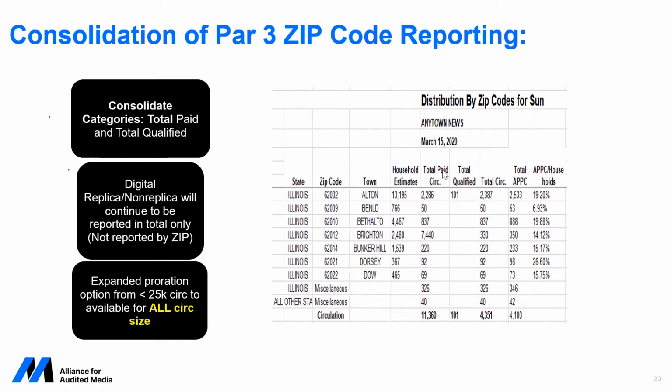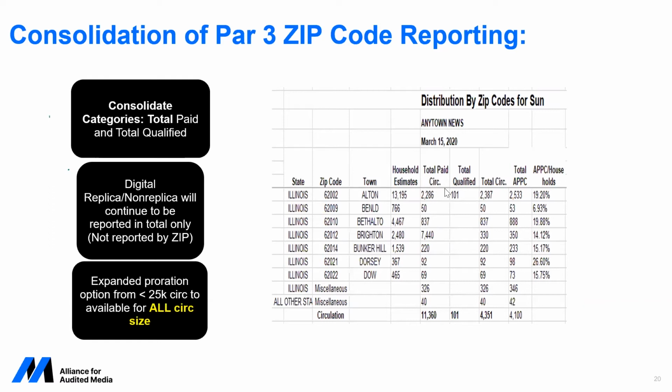It used to be we had paid home delivery, paid single copy, your business traveler, and qualified. That all got consolidated to be reporting of total paid and total qualified. Digital is never broken out by zip code. It is just a line item. So that was one of the major changes with zip code: the consolidation of reporting categories. You still break out your distribution by zip code, but it's either going to go under 2 buckets, either paid or qualified.